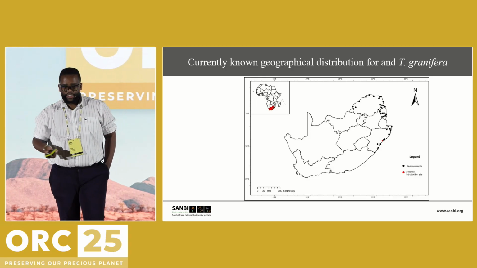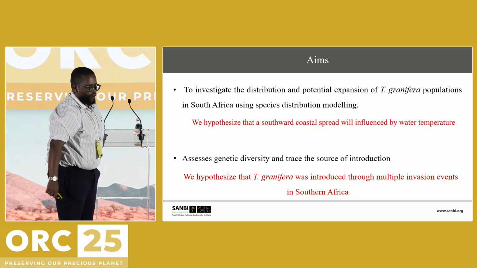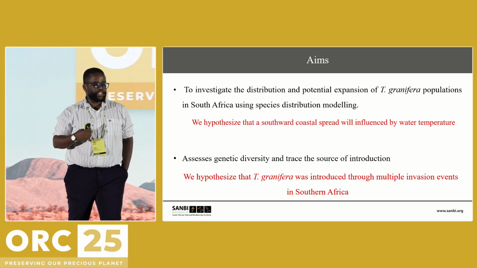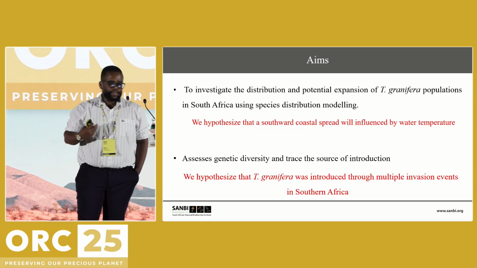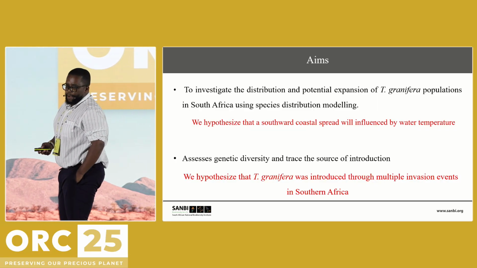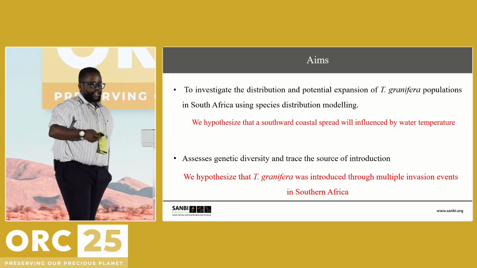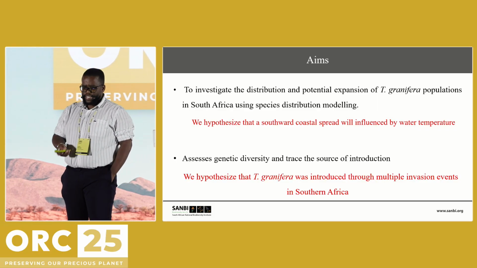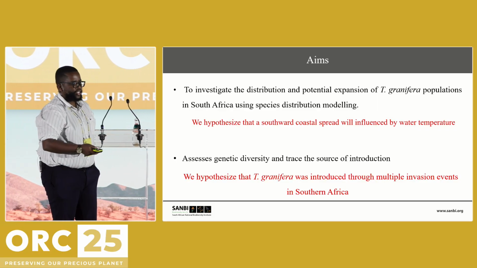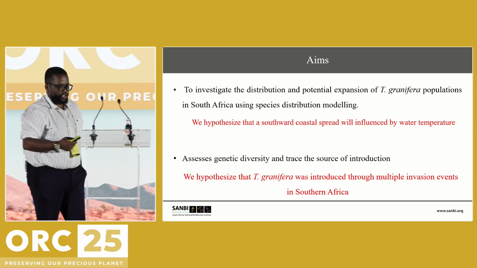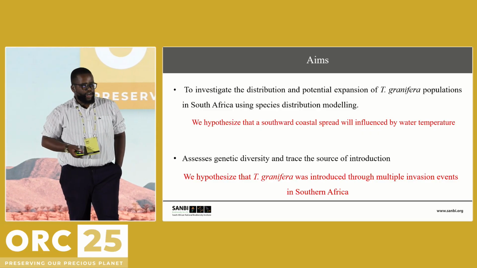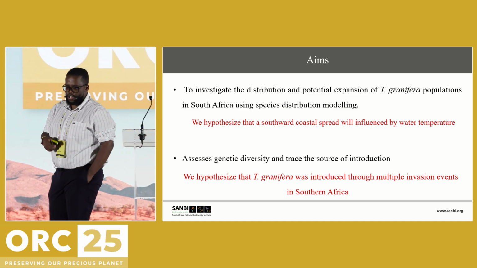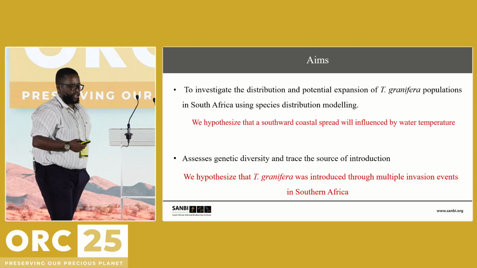Looking at this wide distribution, we aimed to investigate the distribution and potential expansion of Tarebia populations in South Africa using species distribution models. We hypothesized that there will be a southward spread which will be influenced by water temperature. Secondly, we wanted to assess the genetic diversity and trace the source of introduction. We also hypothesize that Tarebia granifera was introduced in the region through multiple invasion events.